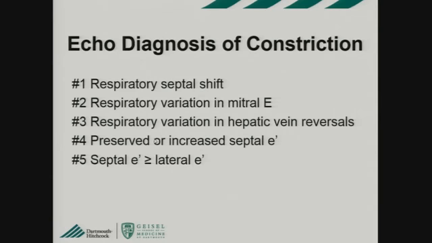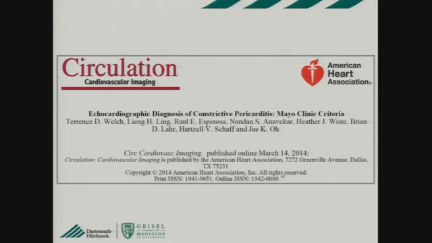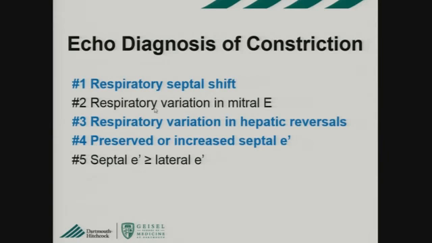So putting the first 5 important criteria together, we did a blinded study of these in about 130 patients with constriction as compared to those without constriction, and found that these 3, respiratory septal shift, respiratory variation in hepatic vein reversals, and the preserved or increased septal E prime were the most important. In multivariable analysis, these were independently associated with the diagnosis of constriction.